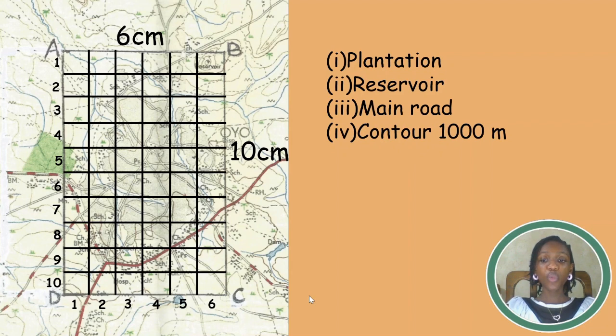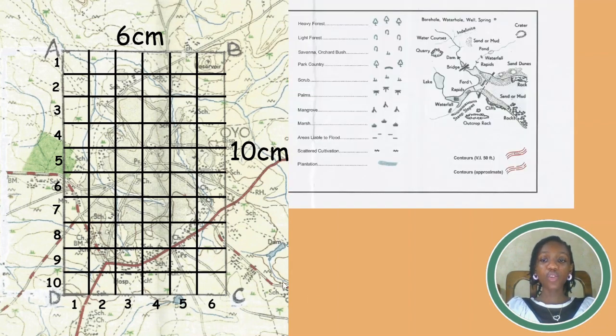For the plantation, we need to make reference to our key at the bottom of the map. On the right, we can see a part of the key. And if we look at the bottom, we see the plantation, which is an area shaded in green. And if we look at the map, the side where we have the line AD, we can see a very big plantation shaded in green, but only a small part is inside our box ABCD. And that's the part that we're going to put on our new map.